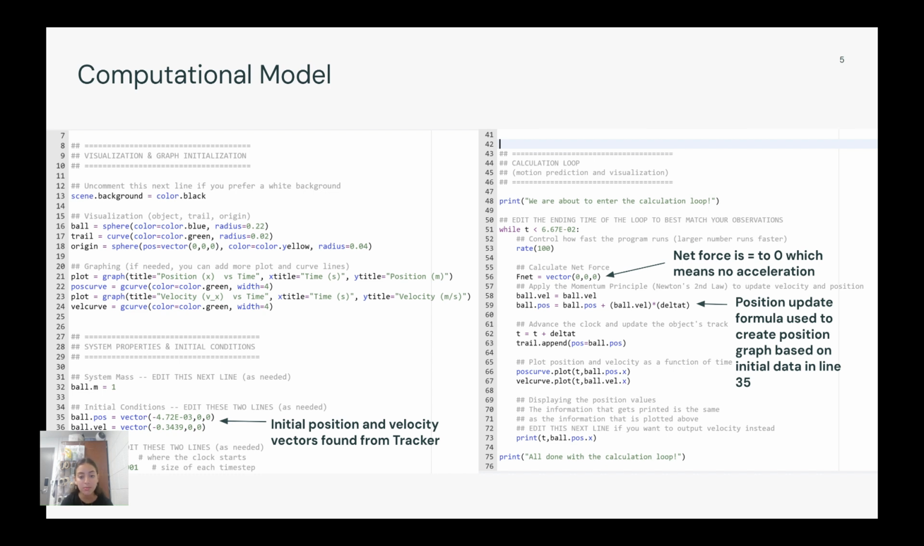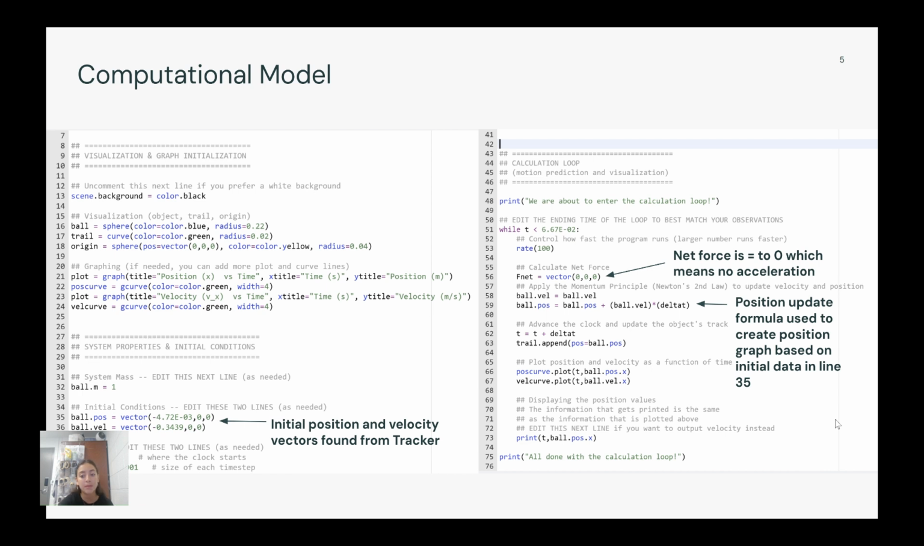Here is the computational model, which shows the starter code that we used and then plugged our data into in order to model the constant velocity. We used the initial position and velocity vectors found from Tracker, and then from the other video. Then we set the net force equal to 0, which means that there will be no acceleration throughout it, so that keeps the constant velocity.